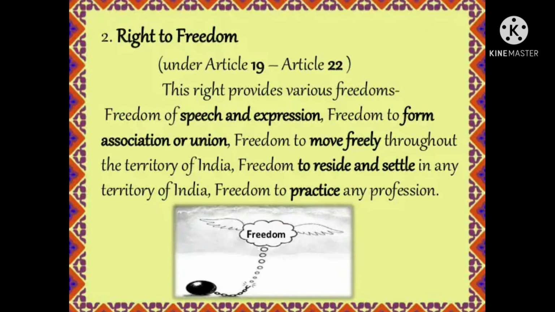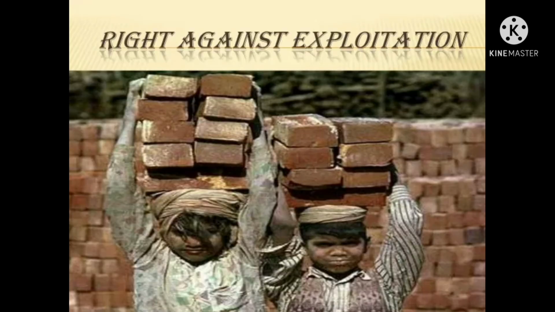It's a protective right also. No one can be arrested without proper reason. No state law can snatch the life and freedom of a citizen. Now let's move on to the third one, right against exploitation. The main aim of this right is to prevent exploitation of women, children, the poor and the weak.